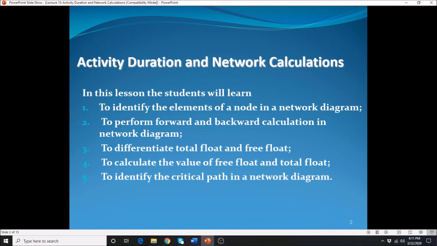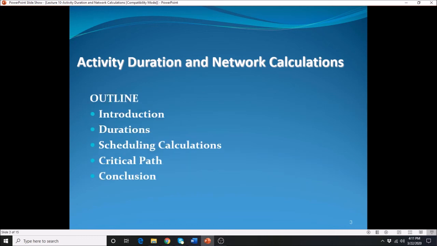In addition, you will learn also the different types of float. Okay, so you'll be able to differentiate total float and free float, and it allows you to calculate the value of the free float and the total float within a given network diagram. And also within the network diagram, it allows you to identify the critical path by knowing those critical activities within a given path. Alright, so again, for this lesson, I will provide you a little bit of the background on activity duration and network calculations.